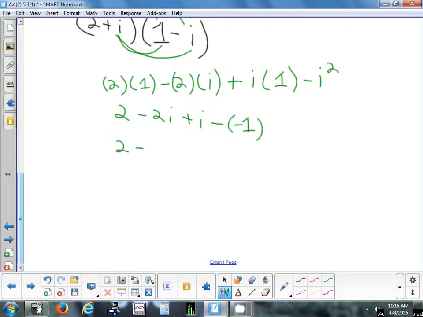So we get 2. Let's combine what we have here. Negative 2i plus 1i, that's negative i. And then minus negative 1, it's plus 1. And now your last step is to combine positive 2 with positive 1. And Zach, what does that give me? 3 minus i. That's our answer. Anytime the coefficient of i is a 1, you don't have to write it, like in this case. If you want to put in minus 1i, that's okay too.